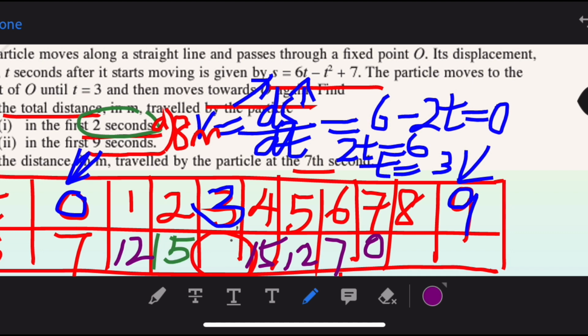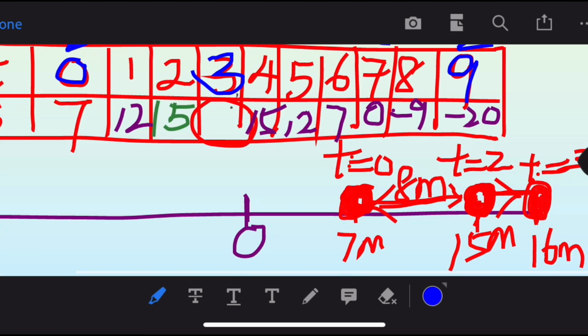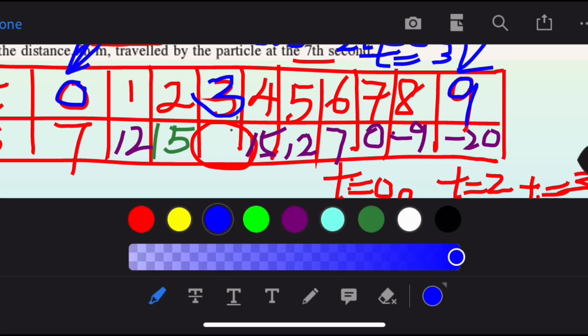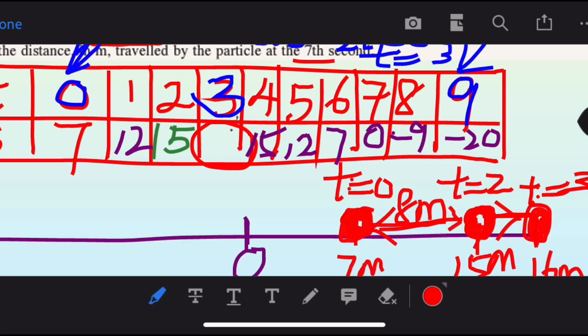Alright, if you really study all the points, you will feel more confident, right? It goes to -9 and this is -20. Right, okay, so now we can figure out how the particle moves. So it's actually moving like this. You go to 16 and then it will come back, right, at the 4th second it comes back here.